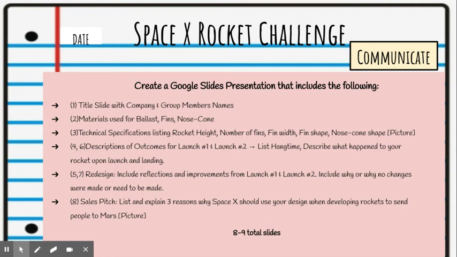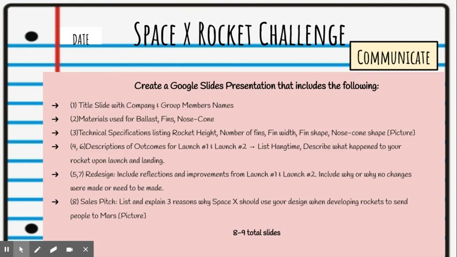On slides 4 and 6, you will write your descriptions of your outcomes for launch number 1 and launch number 2. You'll list your hang time, describe what happened to your rocket upon launch and landing. On slides 5 and 6 are redesign. Include your reflections and improvements from launch number 1 and launch number 2. Include why no changes were made or need to be made. All of this information should have already been written, detailed in your STEM journal.